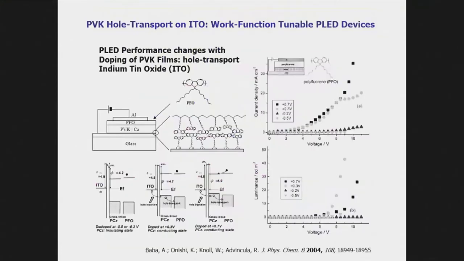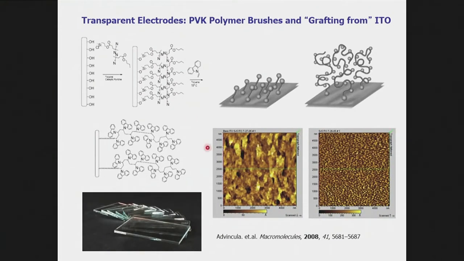In fact, we use this to modify the surface of light-emitting diode devices, where we change the work function by changing the doping properties of the cross-linked polyvinyl carbazole, resulting in tunable LED device performance. However, a general utility of this is simply polymerizing or growing a polymer brush on an indium tin oxide surface. ITO is actually a very rough surface, and the quality depends, of course, on the company or the preparation.